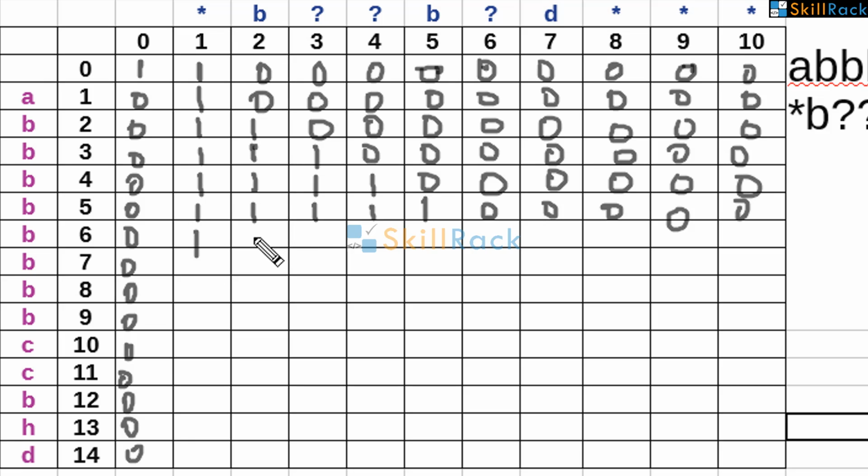Now you are coming to B asterisk, it can match and the top is matching. So 1. Now BB, it matches and the previous is also 1. Question mark, it can match and the previous is 1. Question mark, it can match and the previous is 1. BB, yes it matches and the previous is 1. Question mark, it can match and the previous is 1. So we have 1 here. D and B, they don't match. So asterisk, it is 0, 0, 0 because top and left are zeros for all these 3 asterisks.